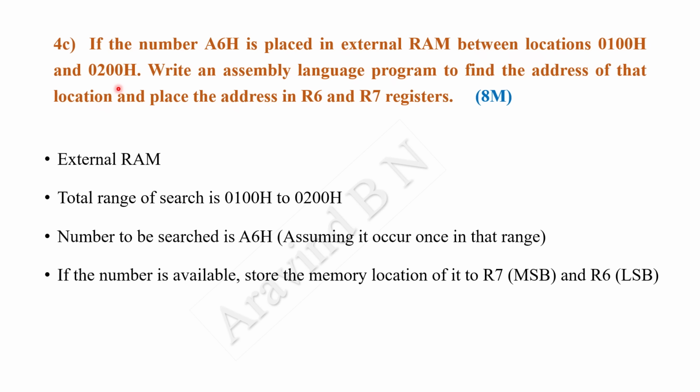We have to identify that memory location and store the location in these two registers, because the memory location is 16-bit and these registers are 8 bits. Therefore, the 16 bits will be split into two 8-bit parts, and that is the procedure we have to follow. R7 we are storing as MSB and R6 as LSB, but it is not specified over here. You can interchange that also, but it is considered like this from our side.